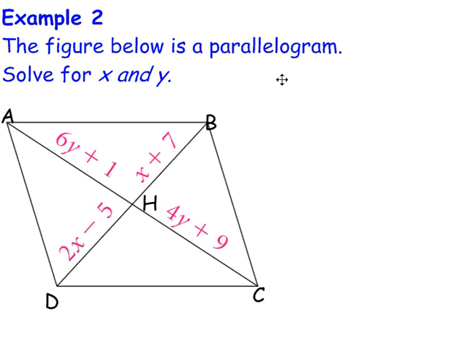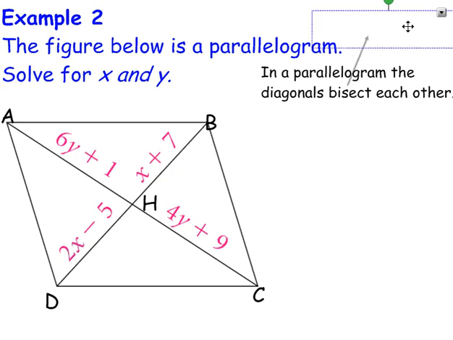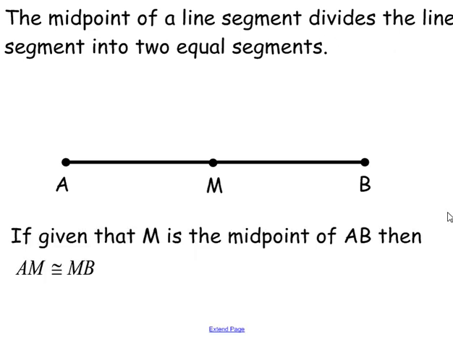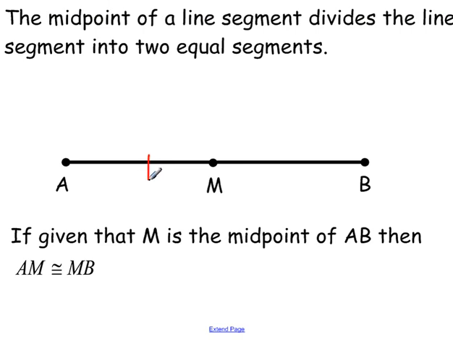So you know from the properties that in a parallelogram, the diagonals bisect each other. Now let's review. The word bisect means that they intersect at their midpoints. The midpoint of a line segment divides the line segment into two equal segments. So if you're given that M is the midpoint of AB, then you could say AM is congruent to MB. Let's apply that to our example 2.